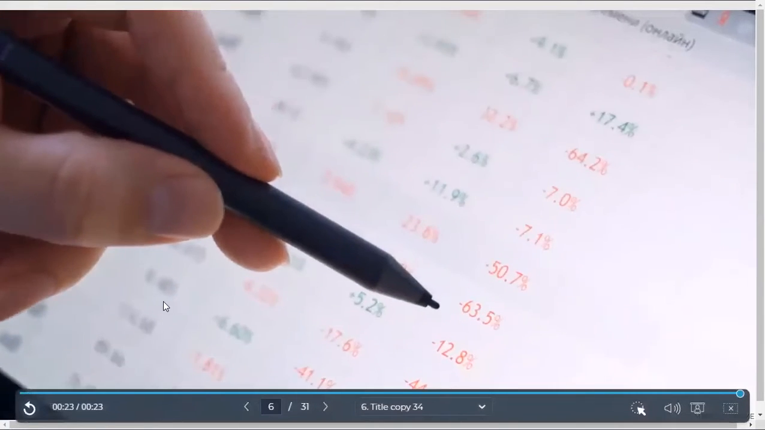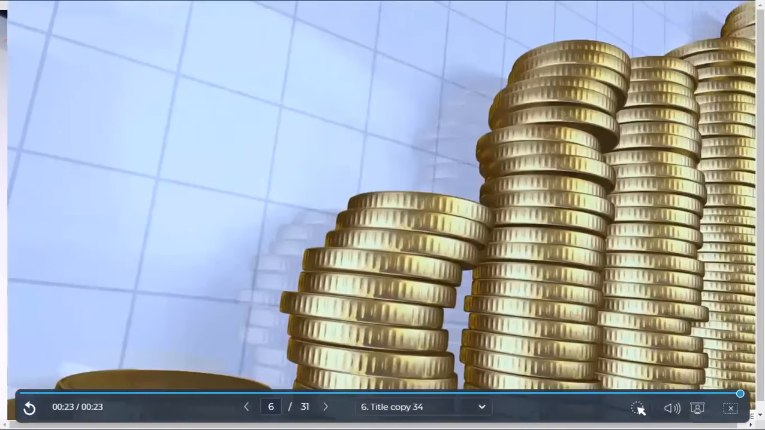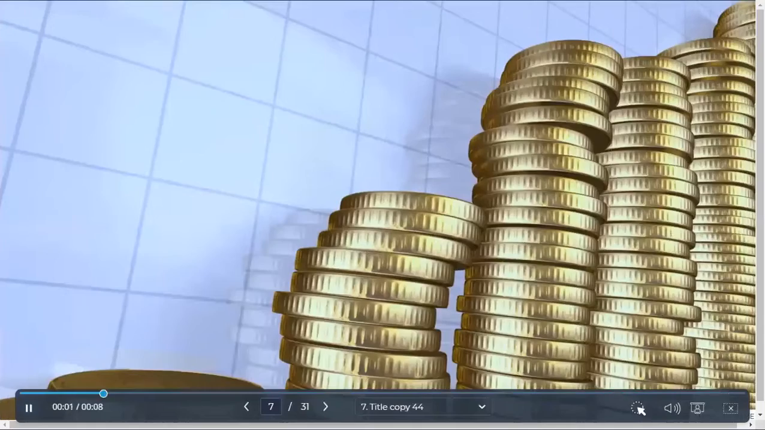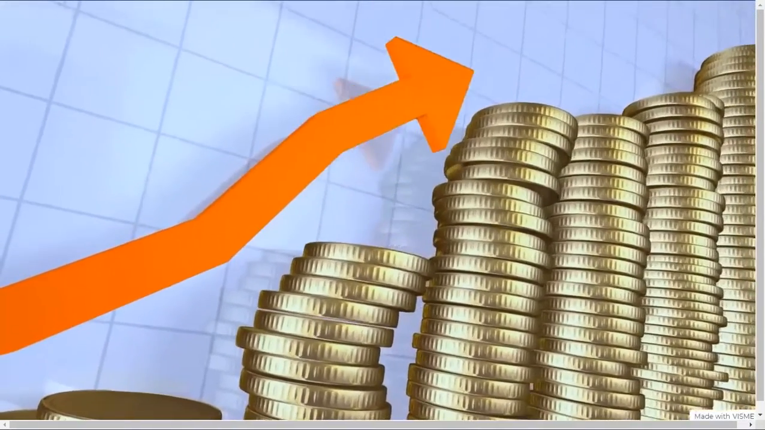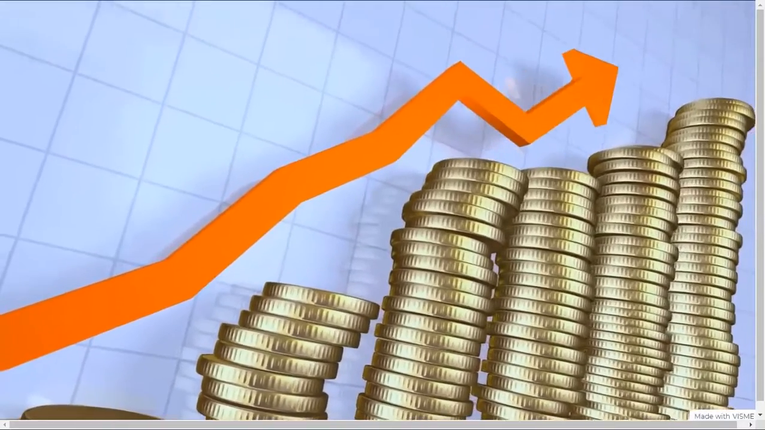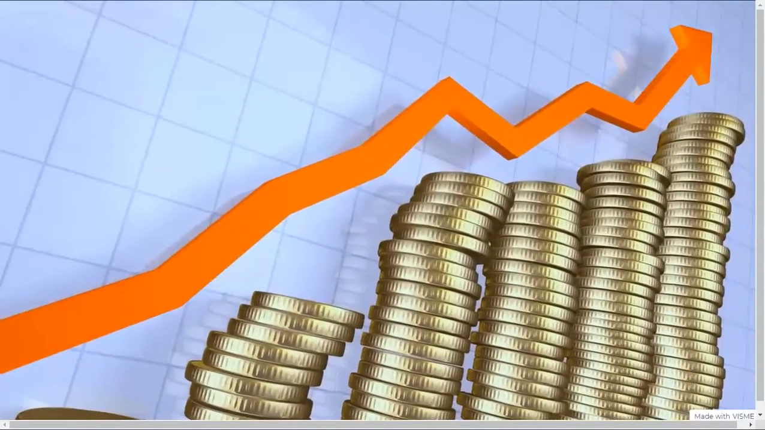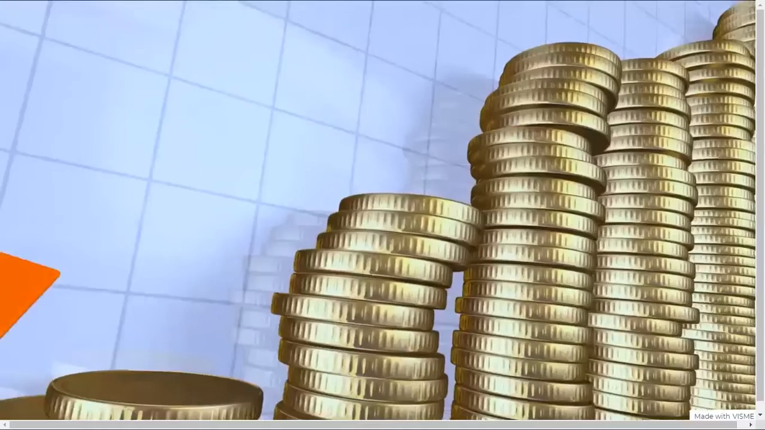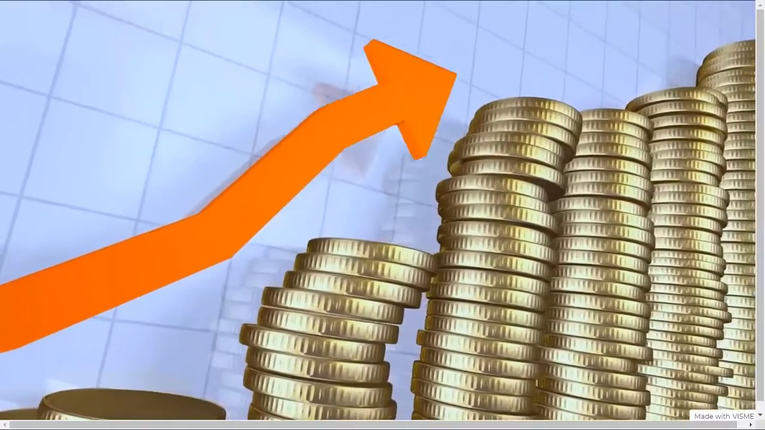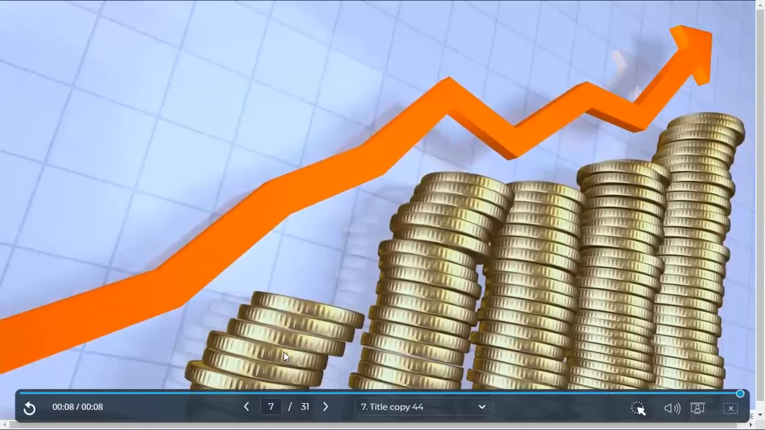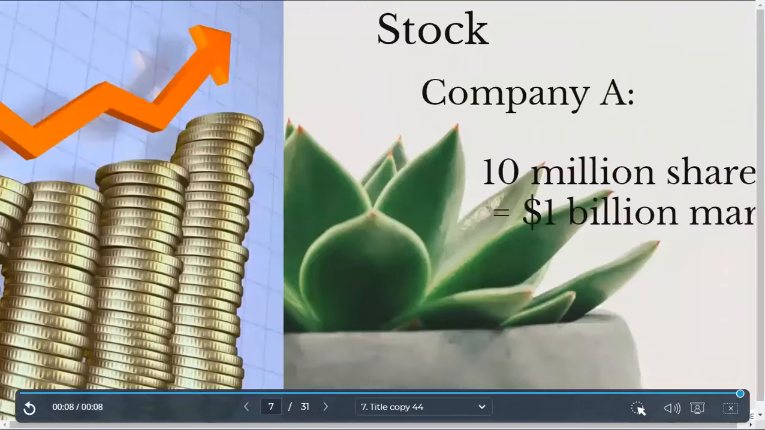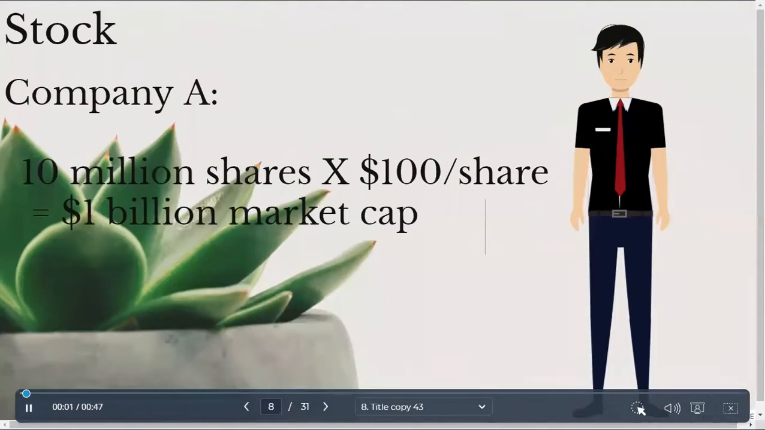Now, another common question in relation to stocks is what is market capitalization, or market cap for short? Well, the market cap of a company refers to the total dollar market value of a company's outstanding shares of stock. It is calculated by multiplying the total number of a company's outstanding shares by the current market price of one share.